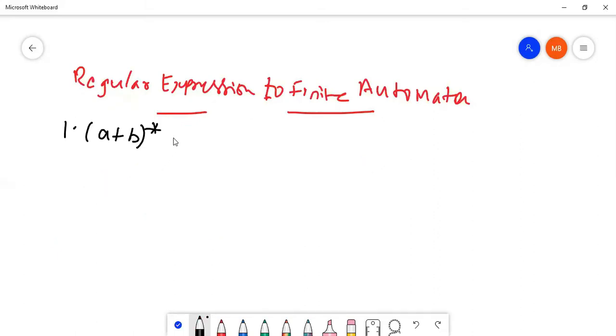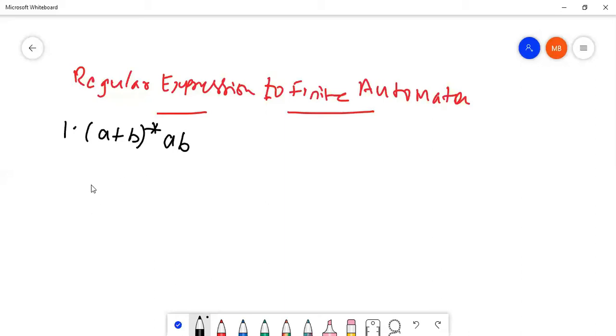Let's take the first simple expression, a plus b whole star followed by ab. Then you can either write the automata completely, or you can first write it for a plus b whole star, then combine it with ab. Either is possible. I preferably go with writing it together. Already we have seen how to write a finite automata from the regular expression in the last session. If you want, you can just refer to the video. The link is in the description.